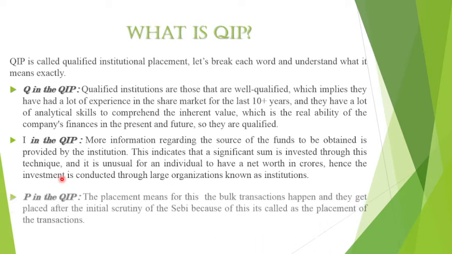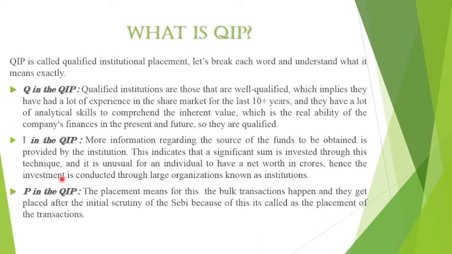So let's see the P in QIP. P stands for placement, which means the bulk of the transactions happen and actually get placed under the initial scrutiny of SEBI. That is why it is called the placement of the transactions. So this is about the P in QIP.